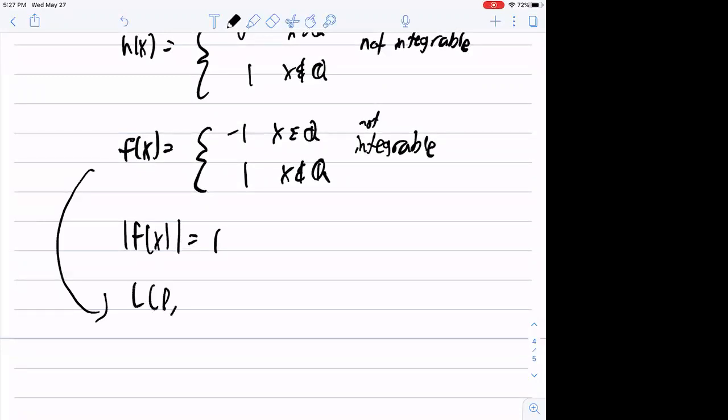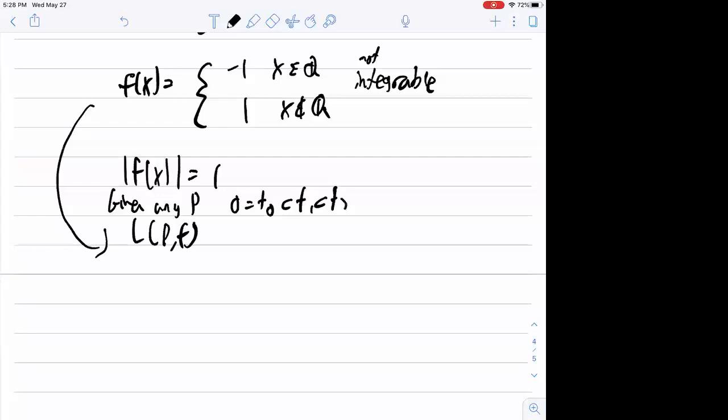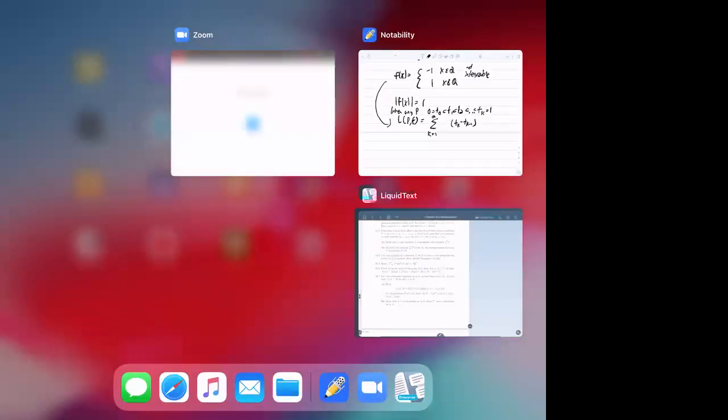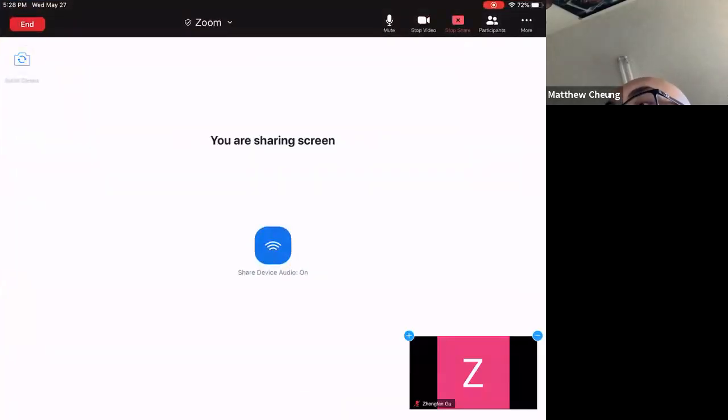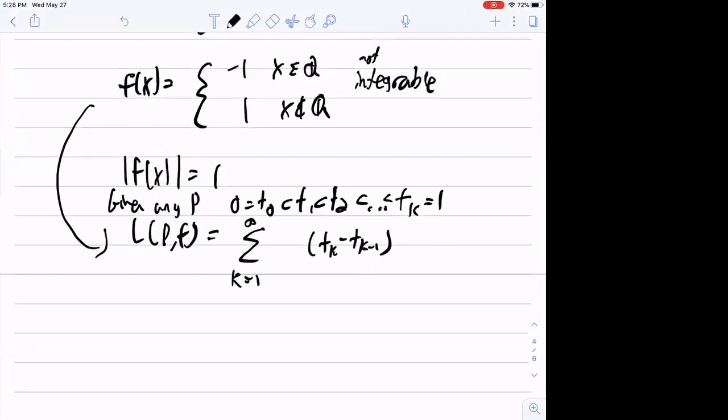Because again, the lower sum is what? Given any P, actually, let me check something. Does the book start at t1 or t0? Oh, they start at t0. So t0 less than t1, and then less than t2, all the way to less than tk, right? I don't care what the partition is, because what is the infimum on any interval? Anyone? So for the lower sum, I need to take the infimum of my function, right? So what is the infimum?